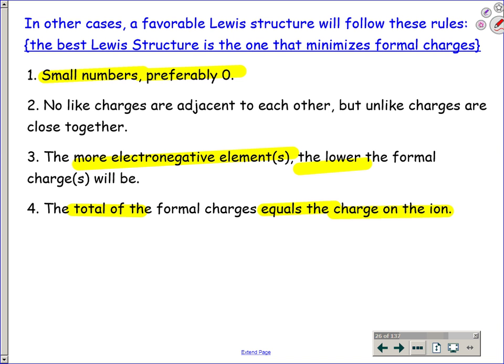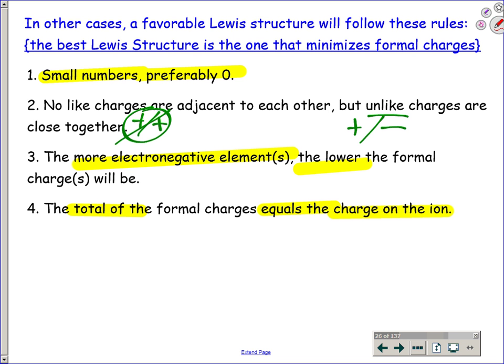So for cases where you are trying to figure out which is the most favorable or the most valid Lewis structure, this is your set of rules. You want small numbers like a -1 or a +1. You don't want a -4 or +4. That would be a very high formal charge. Preferably 0, because that's going to give us the most stable structure. Like charges should not be close to each other. Unlike charges, like a positive and a negative, can be close to each other because they would attract. You don't want positive and positive close to each other, because those would repel, like a negative and negative would.